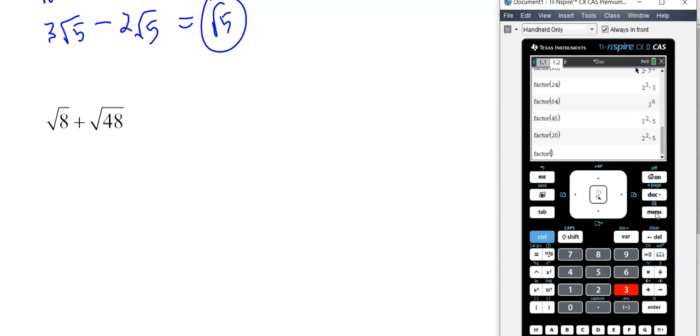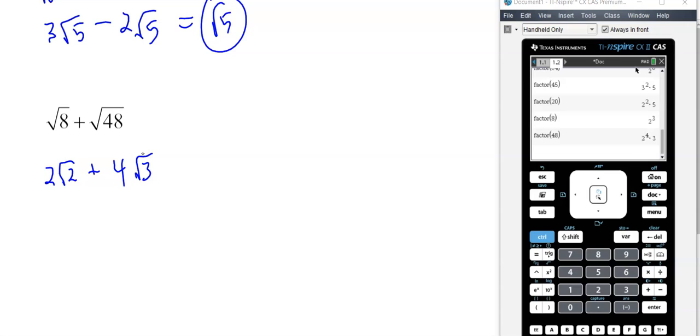So menu 2, 3, factor 48. Okay, so I need square root of 2 to the third. So I have a pair of 2's with a 2 left over. So this would be 2 root 2 plus, let's see, this would be kind of weird. So 2 to the fourth, that's really 2 squared times 2 squared. That's 2 times 2, which is 4. So there's 2 sets. So 2 times 2 times root 3.